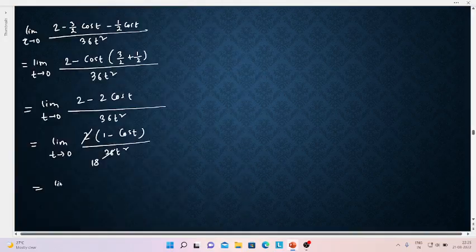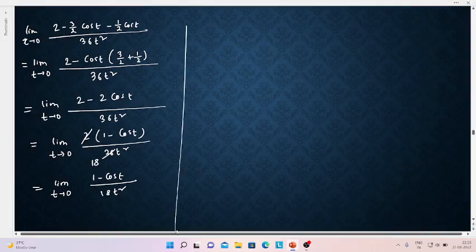So that will be nothing but limit t tends to 0, 1 minus cos t over 18 t square, right? Now here you can see that 1 over 18 is a constant term, so we can take that 1 over 18 outside of the limit, and it will become limit t tends to 0, 1 minus cos t over t square, right? So you know the formula, right?